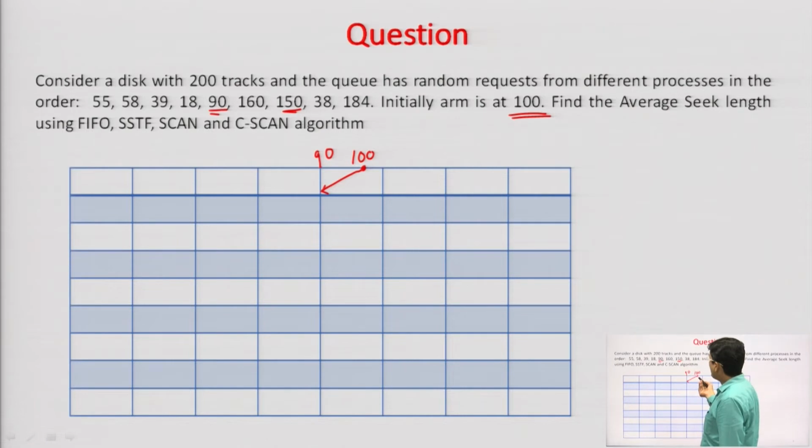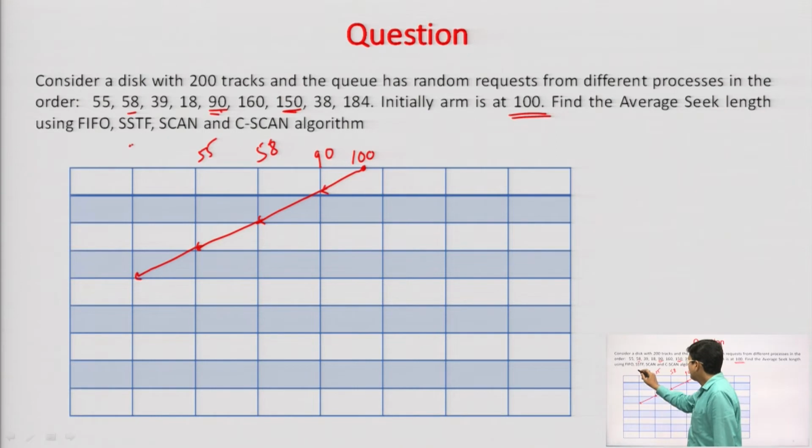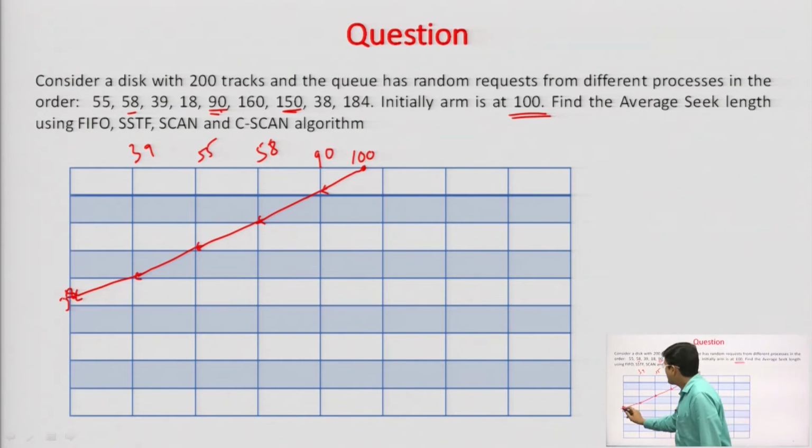Then we will have to find out which request is nearest to 90. There are two possibilities. From 90 you can move to 58, or you can move to 150 on the right hand side. 58 is the nearest one, so obviously you will satisfy request number 58. Similarly, from 58 the nearest request is 55, so you satisfy that request. From 55 the nearest request will be 39, so you satisfy that request. From 39 the nearest request will be 38, you satisfy that request. From 38 the nearest request will be 18, you satisfy that as well.